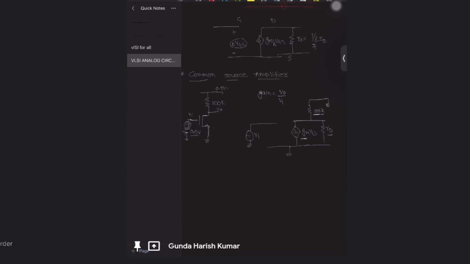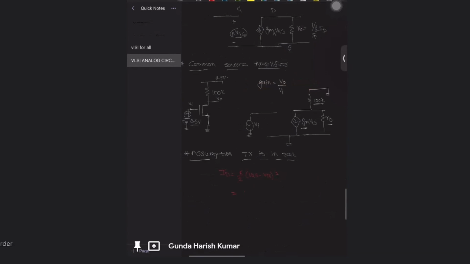So now I have to find gm. I'm assuming this transistor is in saturation, and I will prove it afterwards. The first assumption is that the transistor is in saturation. So now my current will be ID equal to K by 2 into (VGS minus VTH) whole squared. This we have calculated.